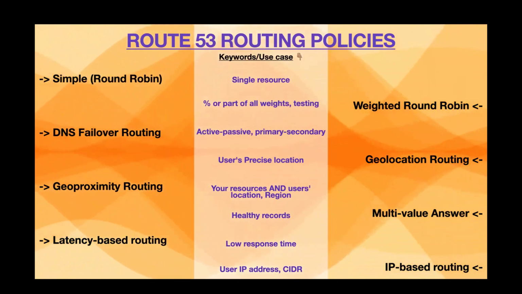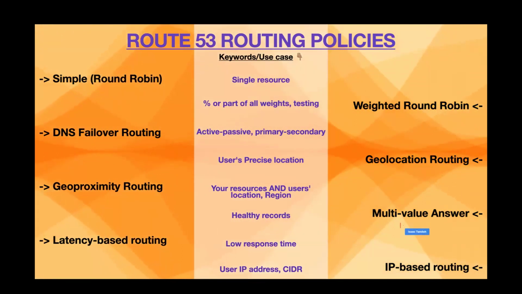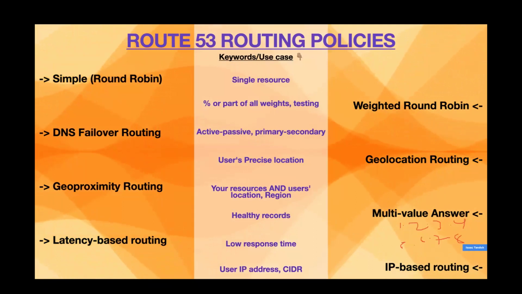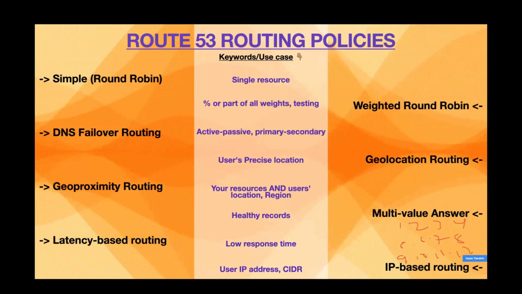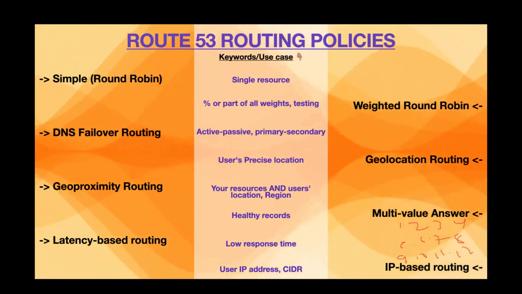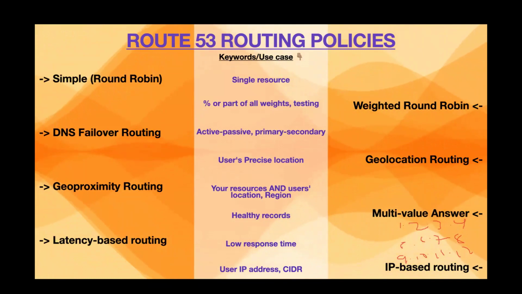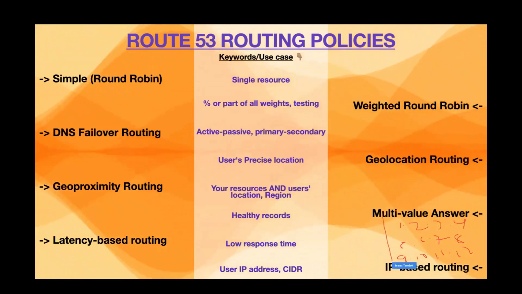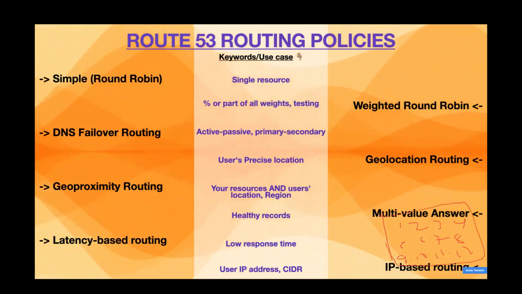For the multi-value, you feed the record with, let's say, three IP addresses. So you have 1.2.3.4, 5.6.7.8, and then 9 dot this, this. So you have three records in there. Now you are routed based on how healthy the server is. If they are all healthy, then all will be fed to the client requesting that address.